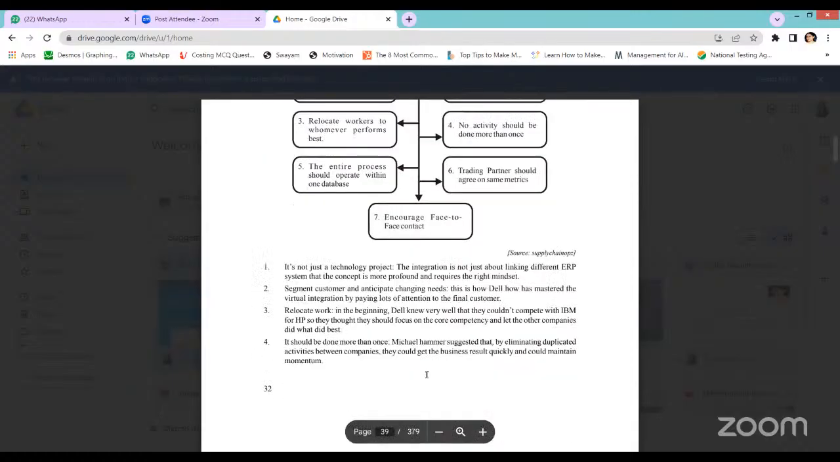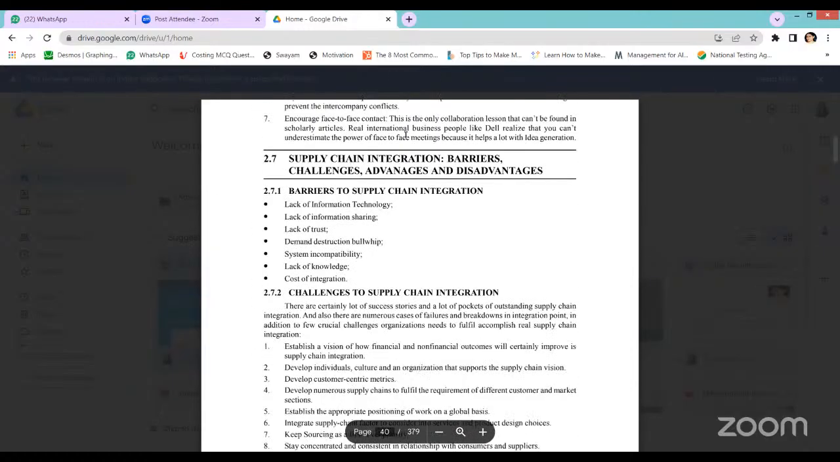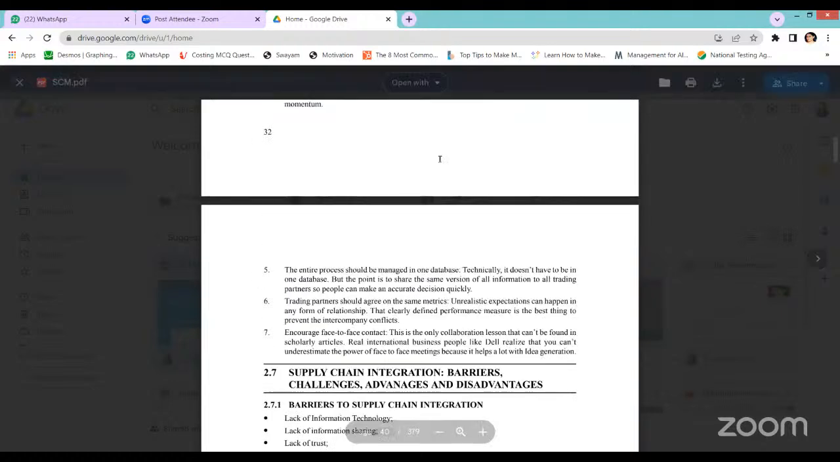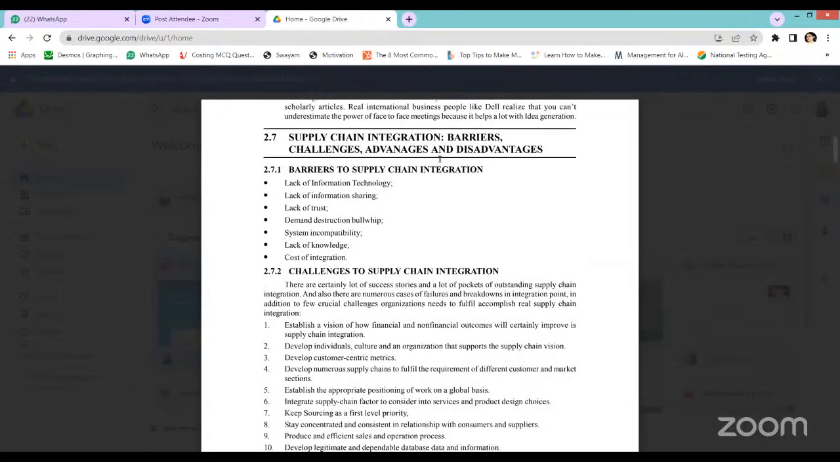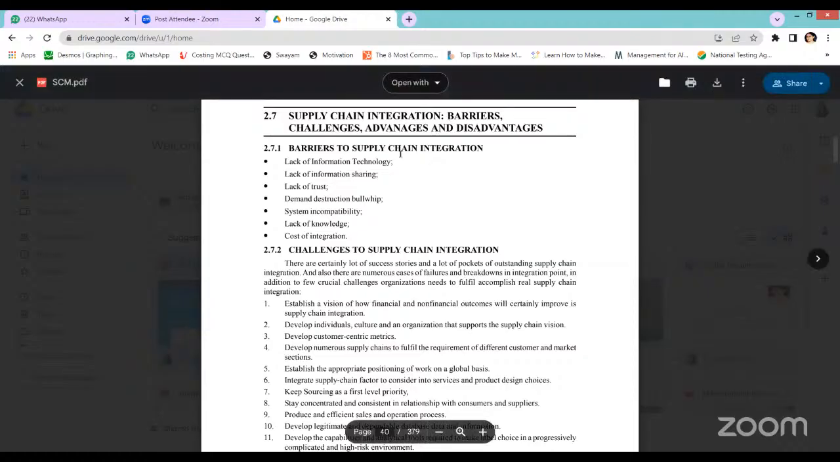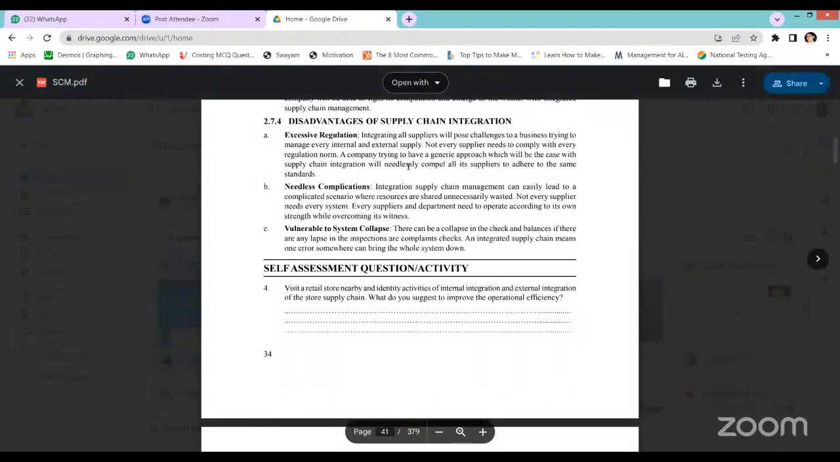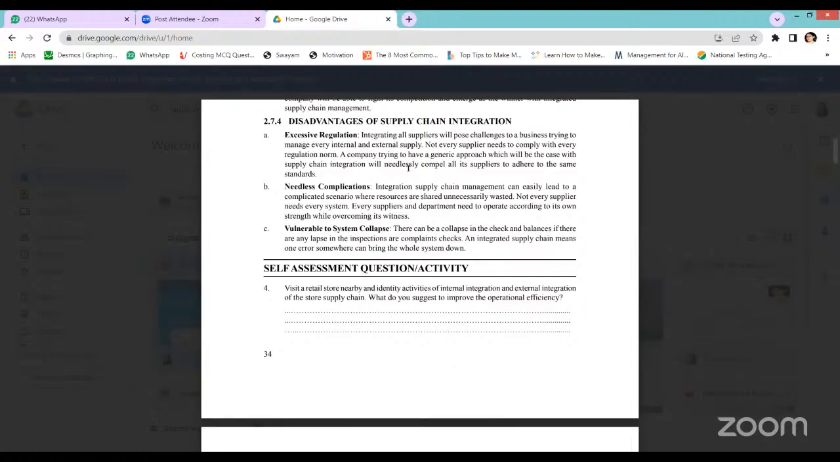Encourage face-to-face contact. Now let us see the supply chain integration barriers. The four stages I said, you prepare along with the picture, and you can present your answer. After that, another important one: what are the barriers? Simply explain these barriers. After the barriers, challenges and advantages and disadvantages are given in very simple terms. I hope you don't need much explanation of this, right? Now let us see the next topic of our today's class.